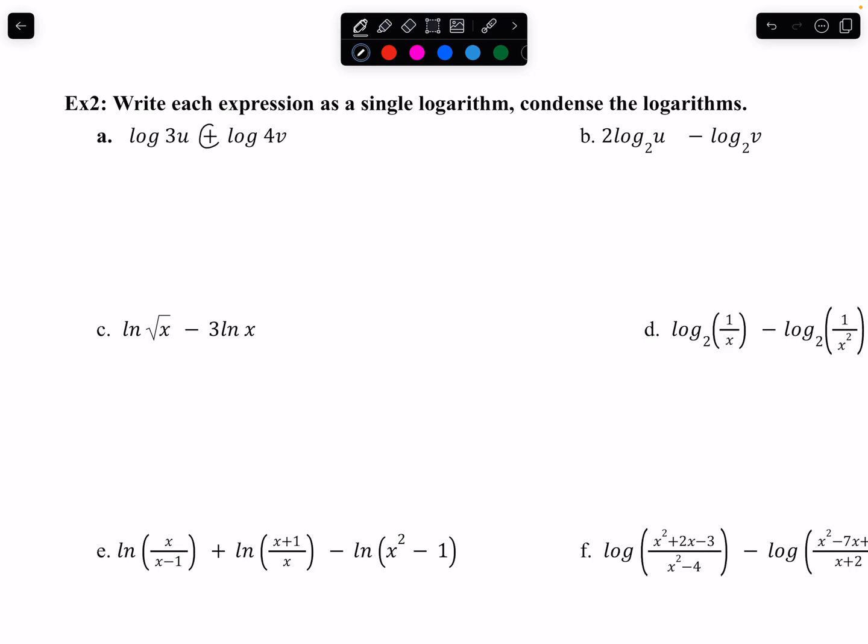Okay, so multiplication implies addition, addition implies multiplication, right? So addition implies multiplication. So I'm going to rewrite this as one log function, and I'm going to take 3u and multiply it by 4v. And I'll just simplify that one more time. 3 times 4 is 12, and u times v is uv. So this is just going to be log base 10, natural log of 12uv.